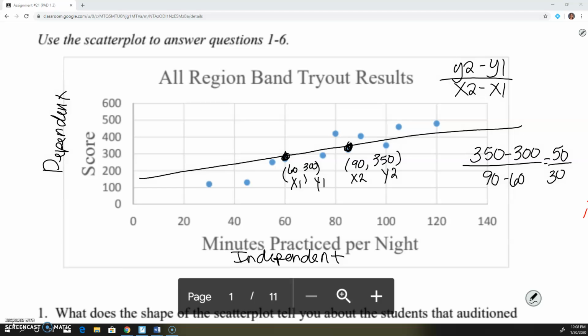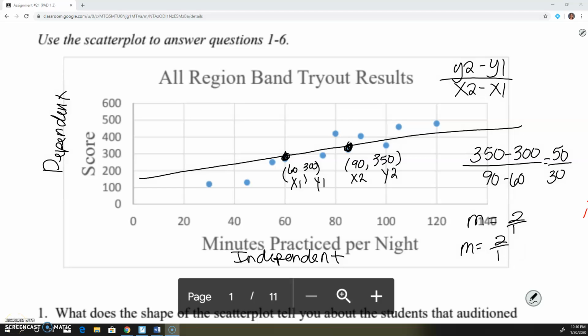1.6. Do 50 fraction 30 for me. 1 and 2/3. So you can have 1.6 or 1 and 2/3 is going to be your m. Okay? If you would have drew your line different, yours could vary just a little bit. Okay? So this is saying it's going up around 2 points every minute.